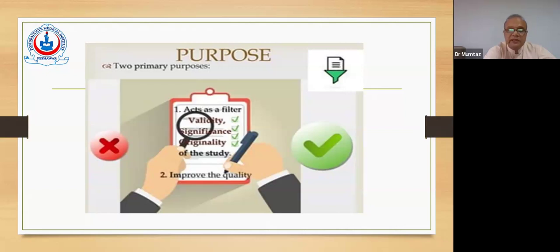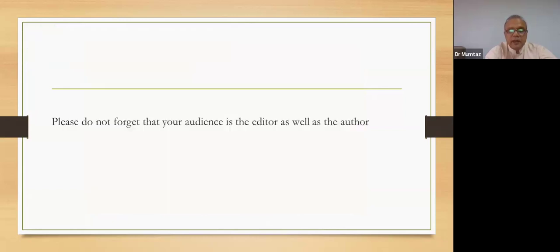Identification of mistakes is not for the purpose of criticism. No, this is constructive feedback to improve the quality of the manuscript. Being a peer reviewer, please do not forget that your audience is not only the editor, but it is the author as well.